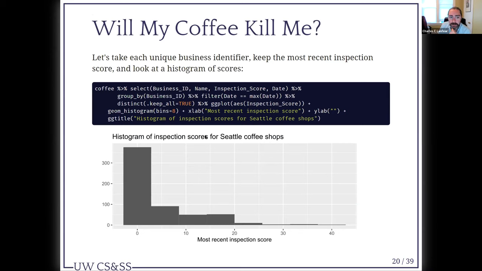A quick way to find out the name of that shop would be to basically run everything up to right before we pipe it into the ggplot, and then probably arrange my data by inspection score descending. Yeah, exactly what was suggested by Kaylee here. Arrange the data by maximum inspection score and then look at the top of the data frame. Because there might be even more than one down here in that 40 range. It's kind of hard to tell.